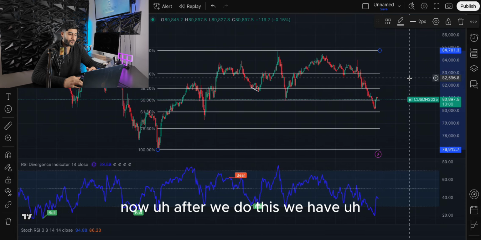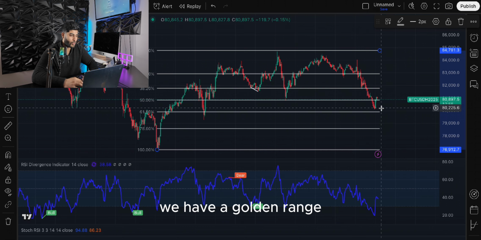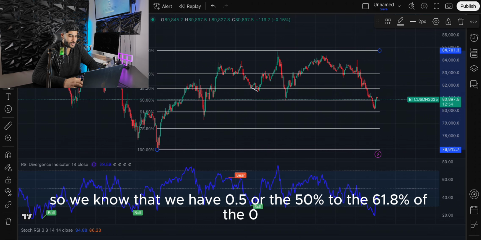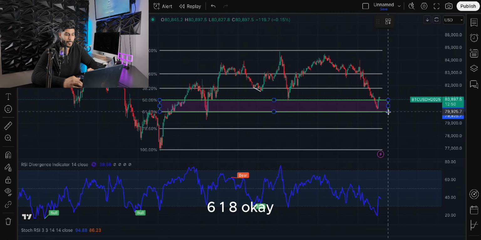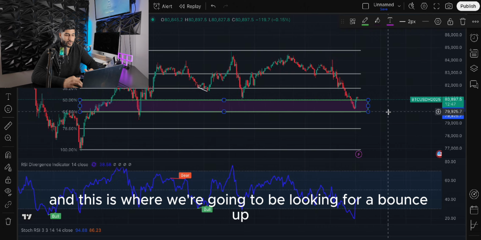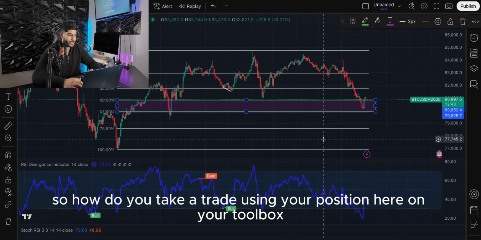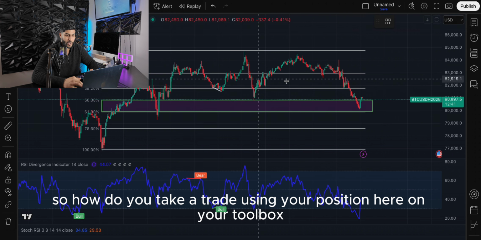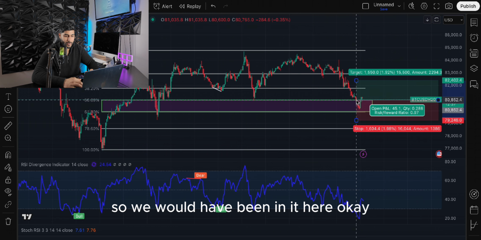Now, after we do this, we have a golden range. So we know that we have 0.5, or the 50%, to the 61.8%, the 0.618. And this is where we're going to be looking for a bounce up. So how do you take a trade using your position tool in your toolbox is you place the trade at the top. So we would have been in it here already.